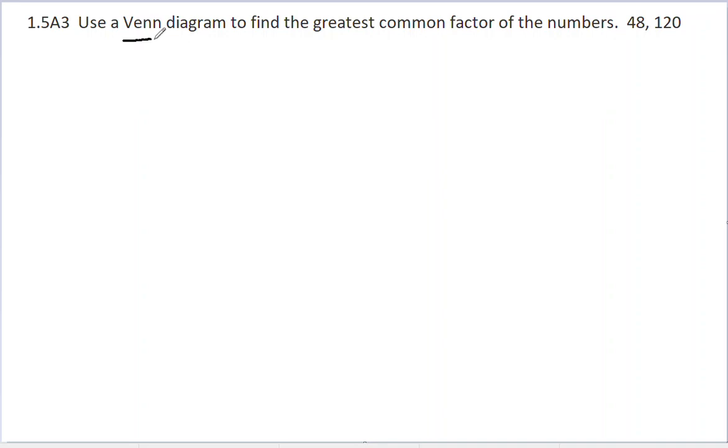Use a Venn diagram to find the greatest common factor of the numbers 48 and 120. All right, so in order to use the Venn diagram, we need to find the prime factorization of both 48 and 120.